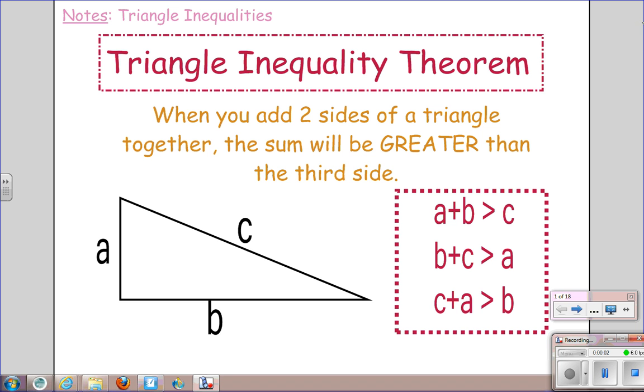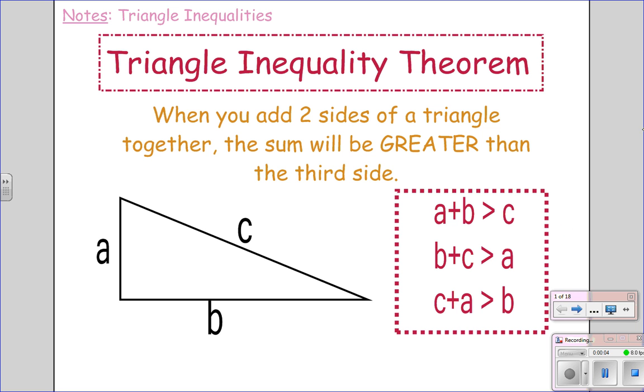Welcome. In this video, we'll be looking at the triangle inequality theorem. The triangle inequality theorem is when you add two sides of a triangle together, the sum of those two sides will always be greater than the third side. So for example, side A plus side B has to be greater than side C. Also, side B plus side C has to be greater than side A. And finally, side C plus side A has to be greater than side B.